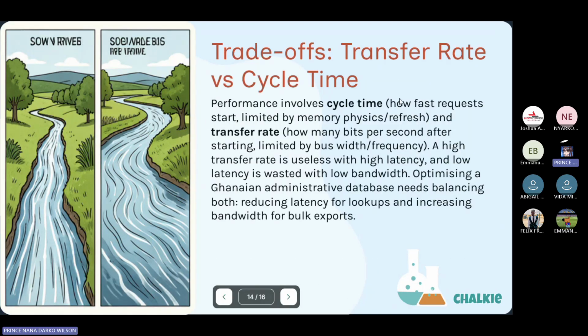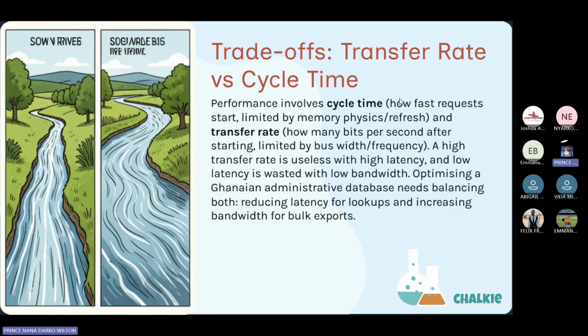Transfer rate versus cycle time. We are at the end. Performance involves cycle time. This is how fast a request starts, limited by the memory physics or the refresh rates. So the cycle time is basically how fast the memory will start processing something, and it is limited by the memory's physics, by the type of memory we are using and how much refreshing it needs.